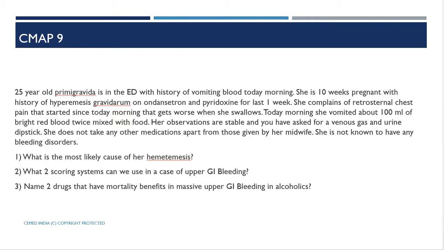Name 2 drugs that have mortality benefits. Many people have written octreotide. Octreotide has not been proven yet to have mortality benefits. Terlipressin and antibiotics, which is ciprofloxacin or ceftriaxone. Tranexamic acid has no mortality benefits.